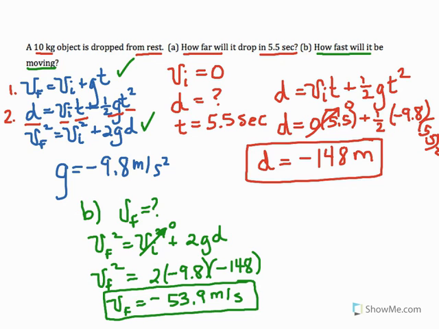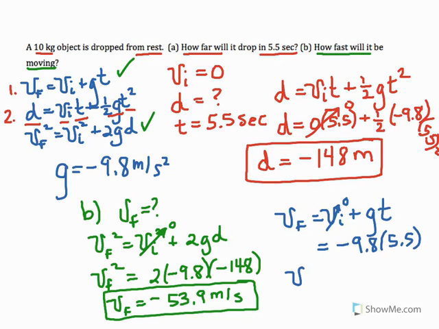We have our answer. Just for the heck of it, though, let's use that other equation, the first equation. V final equals the initial velocity plus gravity times time. My initial velocity is 0, gravity is negative 9.8, and my time was 5.5 seconds. That gives me a final velocity of negative 53.9. So whichever equation you choose, you'll be fine.